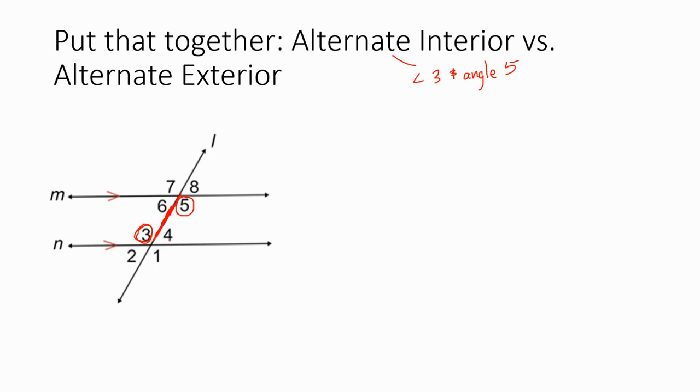Can you name the other alternate interior angles in this photo? You should have said angle 6 and its partner, angle 4. Those are the other pair of alternate interior. Our second definition here is alternate exterior. So alternate exterior again means opposite sides of the transversal, but on the outside of the parallel lines. Let me change colors here.